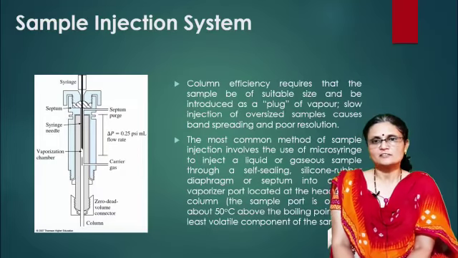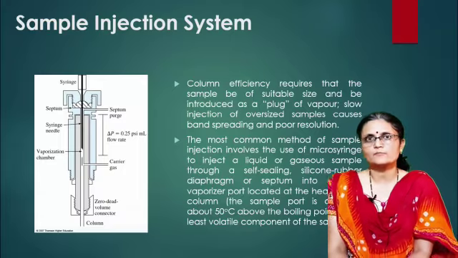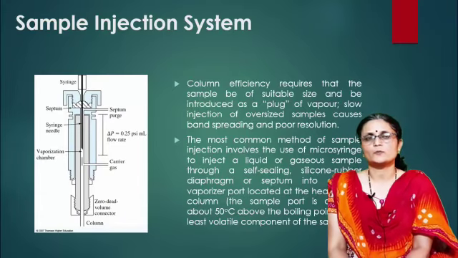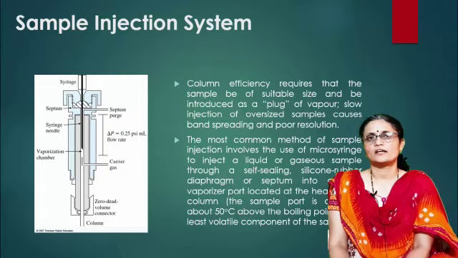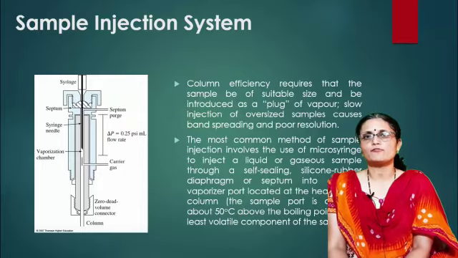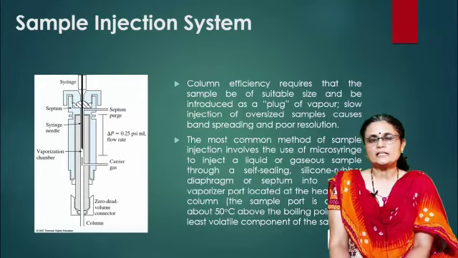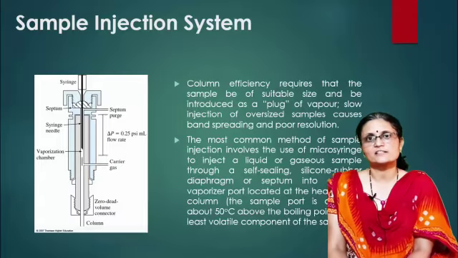After this we have a column. In the column, the sample has to be injected. The sample that is required for gas chromatography is a very small amount. This small amount of sample is either in the form of a liquid which can be converted into gas, or it is a gas itself.